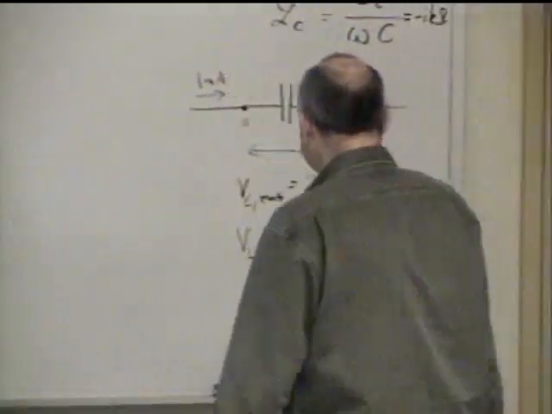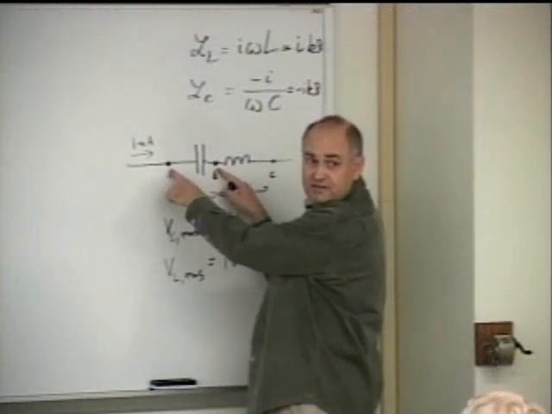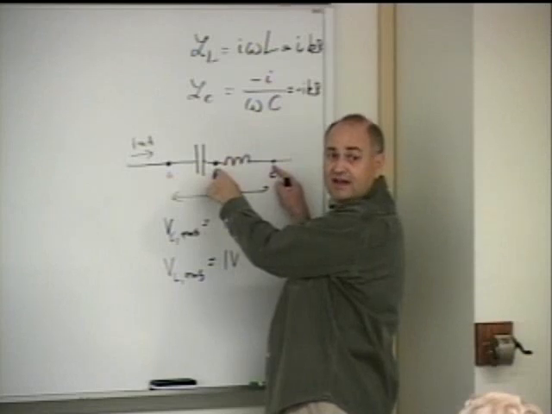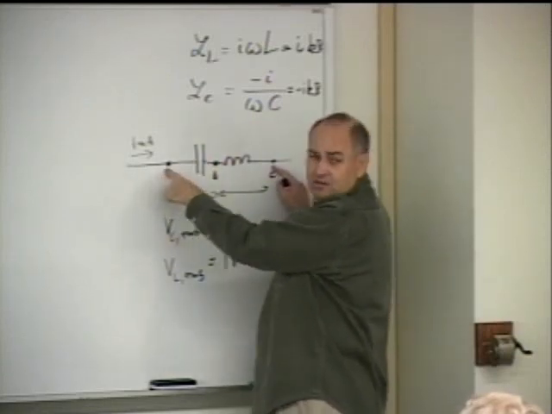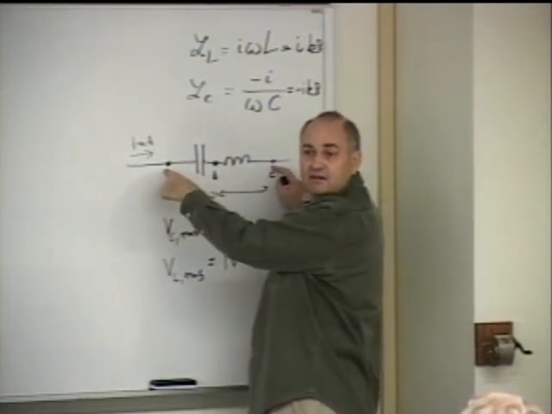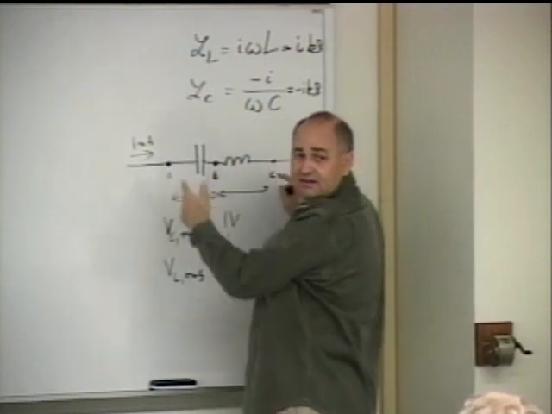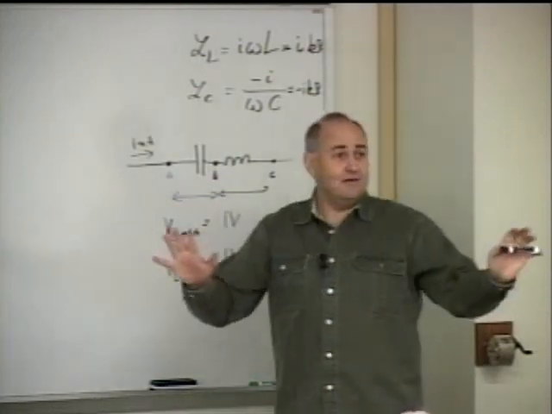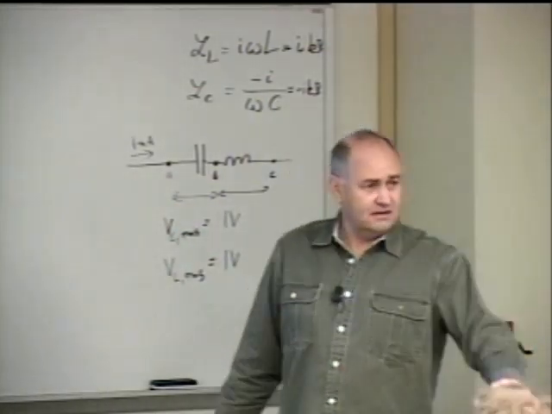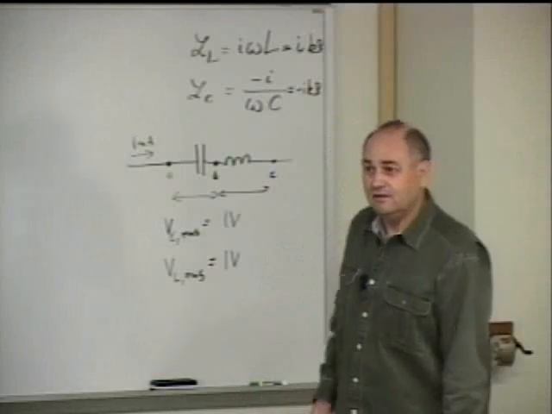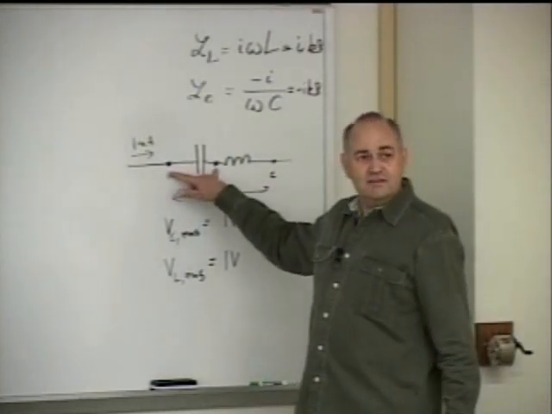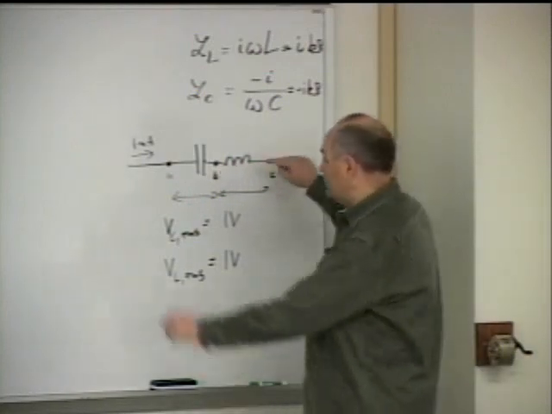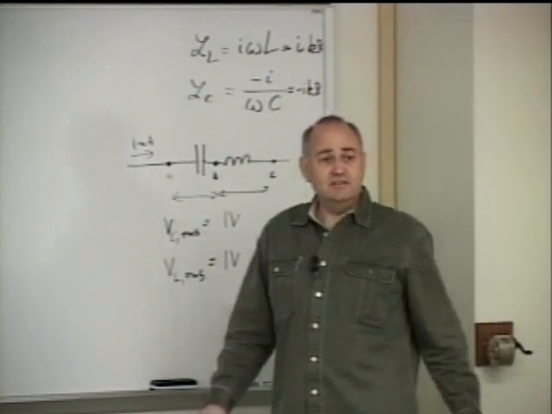So if I take a voltmeter and connect it between these 2 points, I will get 1 volt. Between these 2 points, I will get 1 volt. Between these 2, I will get 0. Right. Now, how is it possible that voltage across this element is 1 volt, voltage across this element is 1 volt, and voltage across the system is 0?